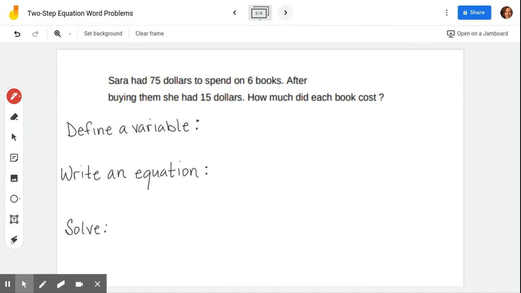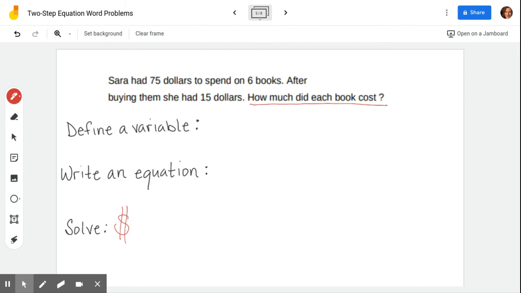Let's do a couple more. All right, Sarah had $75 to spend on 6 books. After buying them, she had $15. How much did each book cost? So reread that last part. How much did each book cost? I'm again finding money. I'm finding the cost of something.